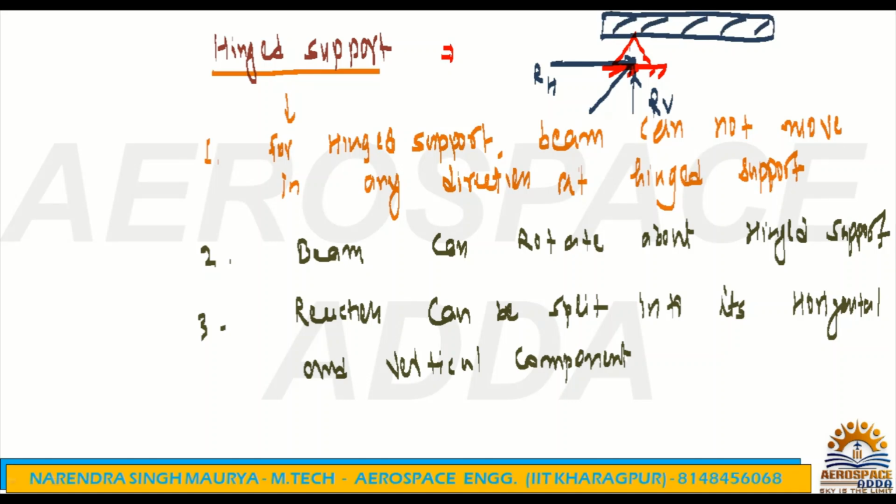Because it's a hinge support, you have to show it by one dot, one point. Dot means that rotation will be possible about this point. It can rotate. Here it is clearly mentioned that it can rotate about it, but it cannot move. So that's the reason hinge support is also called pin support.